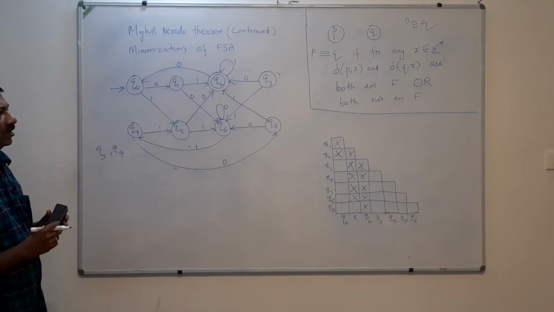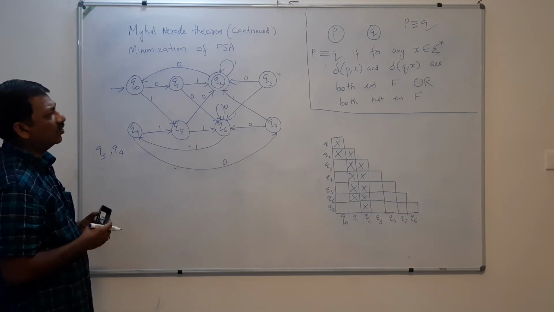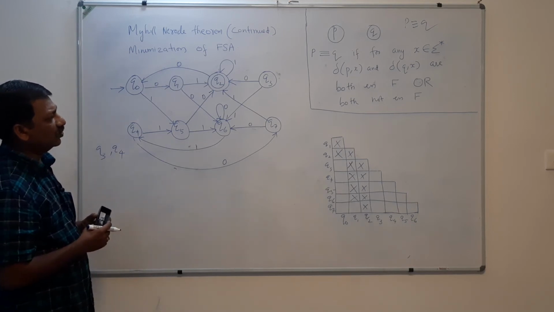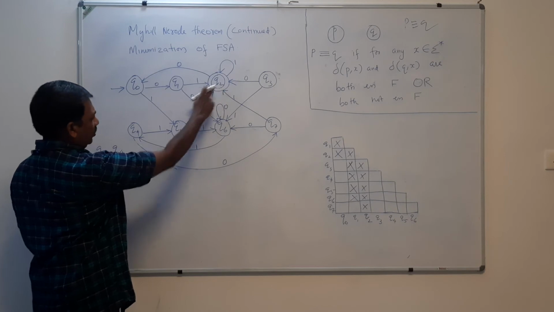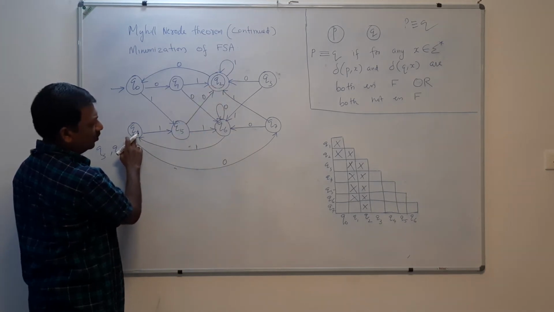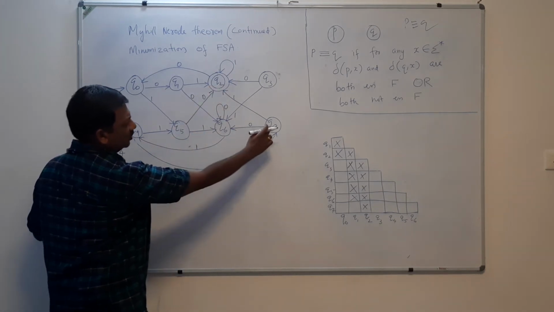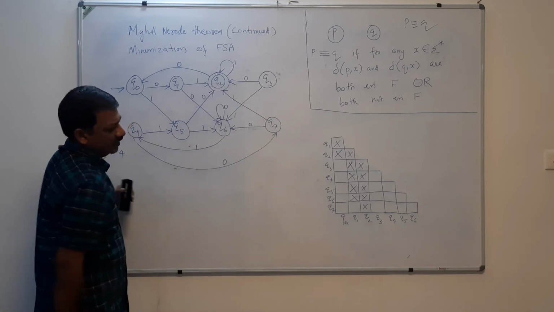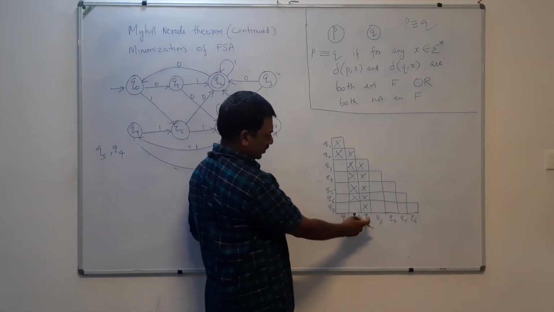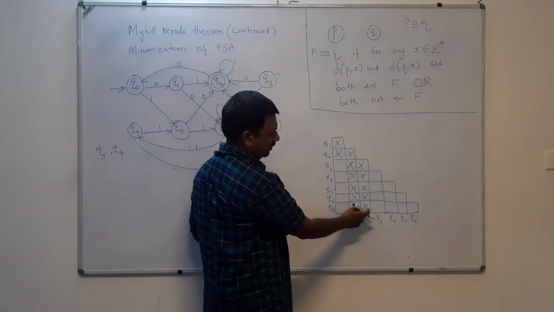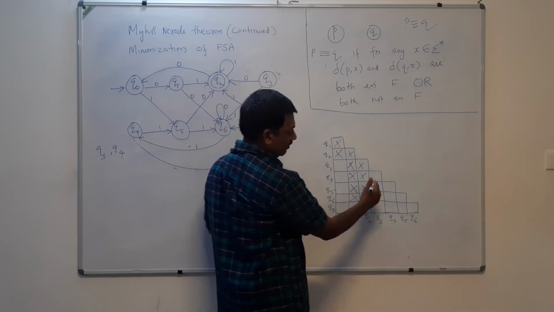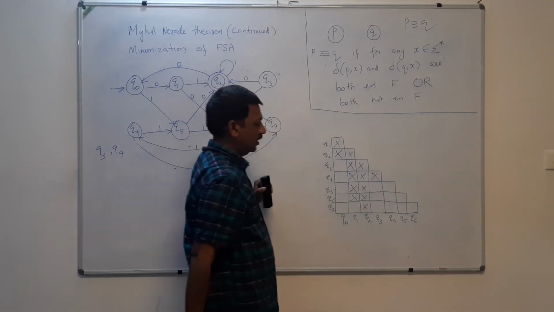Q3 and Q4. What is Q3 on 0? Q3 on 0 is Q2 and Q4 on 0 is Q7. What about Q2, Q7? Q2, Q7 is distinguishable. So this is distinguishable.